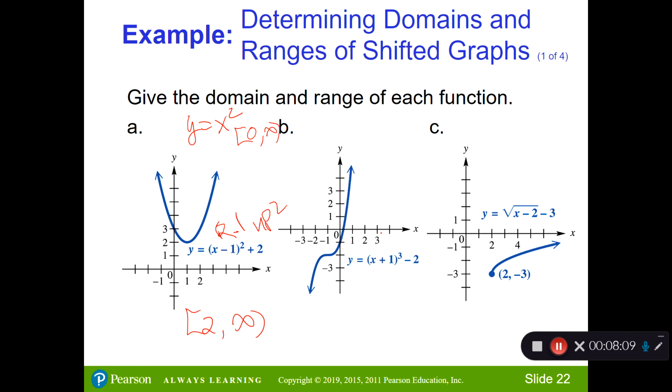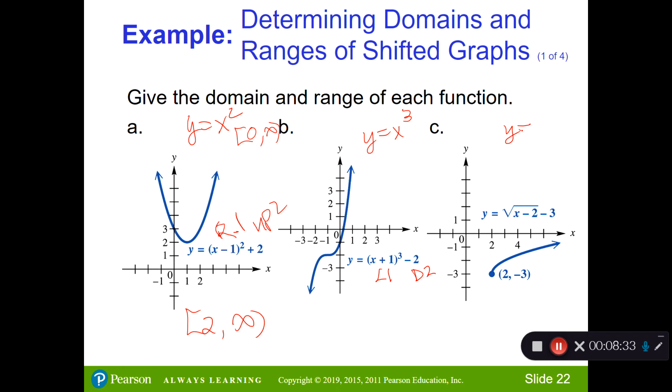Now here, the basic graph is y equals x cubed, because I'm looking at something cubed. I've been shifted left 1, down 2 because of these transformations. Notice that the original domain and range of x cubed is all real numbers. So shifting left 1 and down 2 doesn't change that at all.